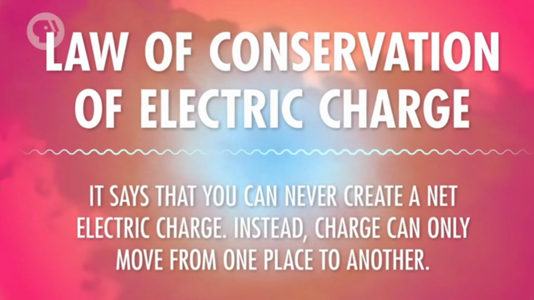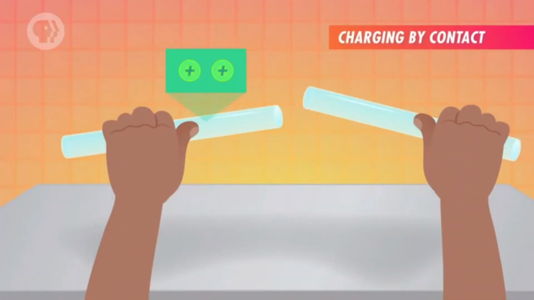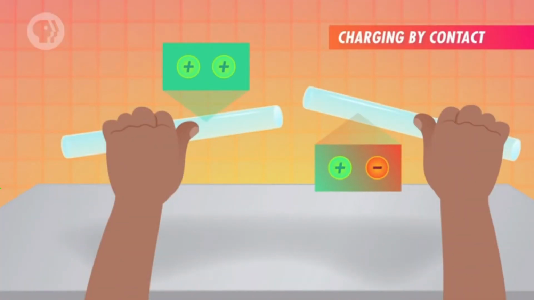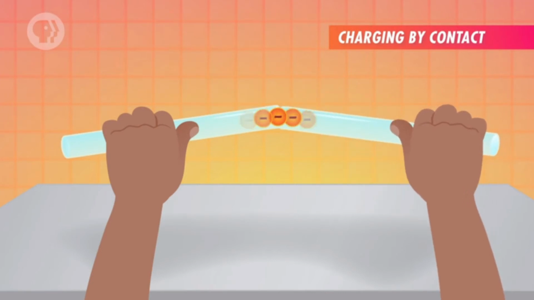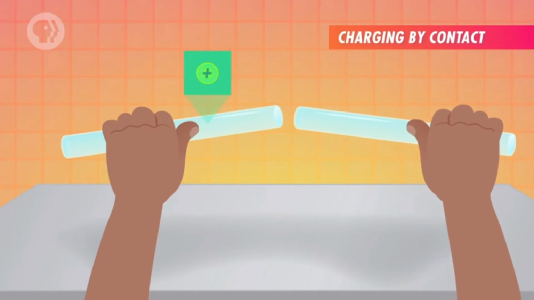Charge can only move from one place to another. Now if we bring our positively charged glass rod in contact with another neutral rod, some of the negative charge, that is some electrons, will jump from the neutral rod to the positive one until both objects have the same distribution of charge.